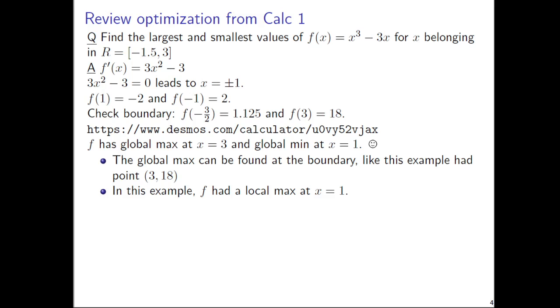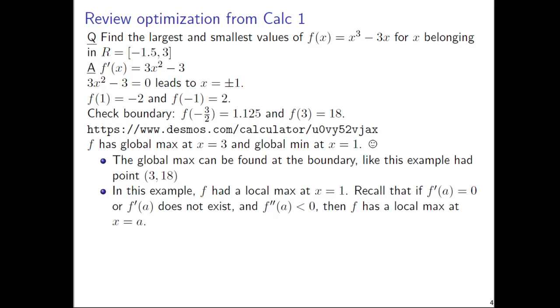Now in this example, f had a local max at x equals negative 1. Recall that a critical number is where the first derivative is 0 or doesn't exist. Typically, it's because the first derivative equals 0 instead of not existing. That can occur, but it's rarer. So let's think about the first derivative being 0, so the slope of the tangent line is 0. And then if the second derivative at that same x value is negative, then f has a local max at that x value. How does this negative correspond to local max?